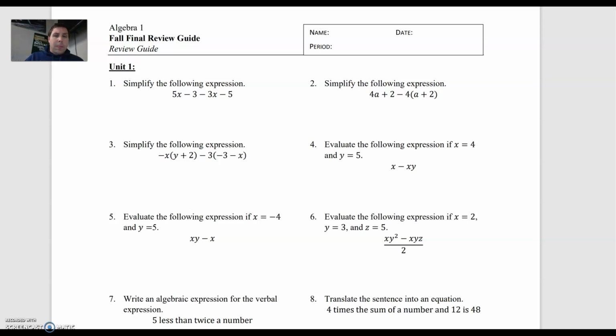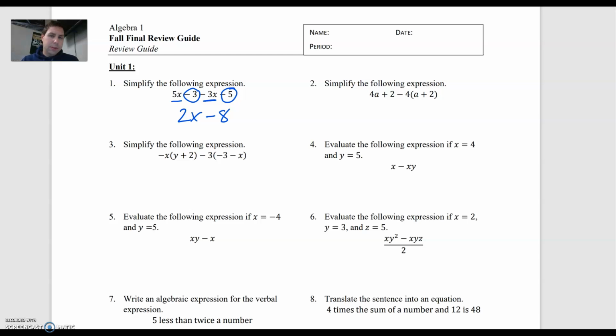So here we go. Let's start with Unit 1. Again, the first question, you're just combining like terms. So be careful here. When you look at those expressions, I see 5 positive x's and 3 negative x's. If you combine those, that gives you 2x. And then if you have 3 negatives combined with 5 negatives, that would actually be -8 because you're getting more negative. So be very careful there. Seeing some issues with adding and combining negative numbers.